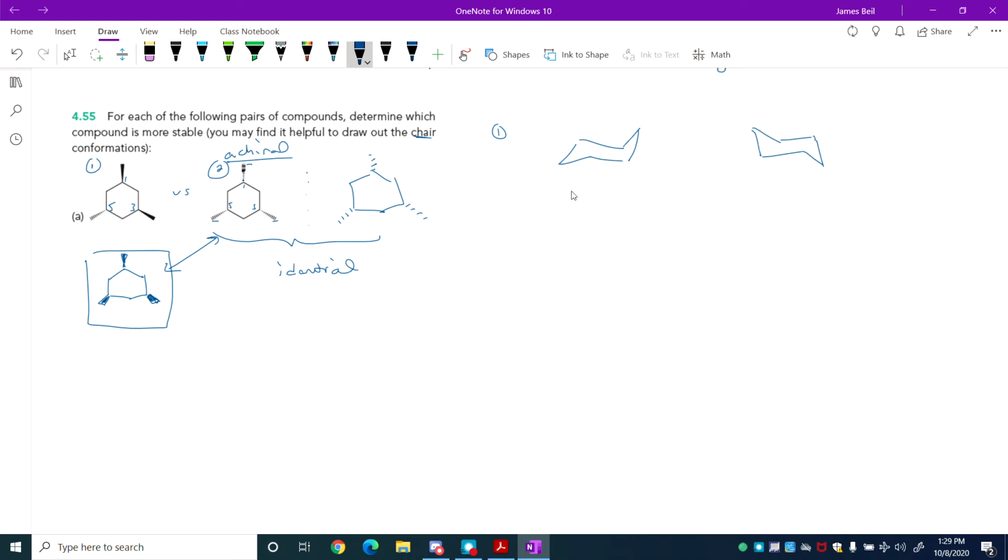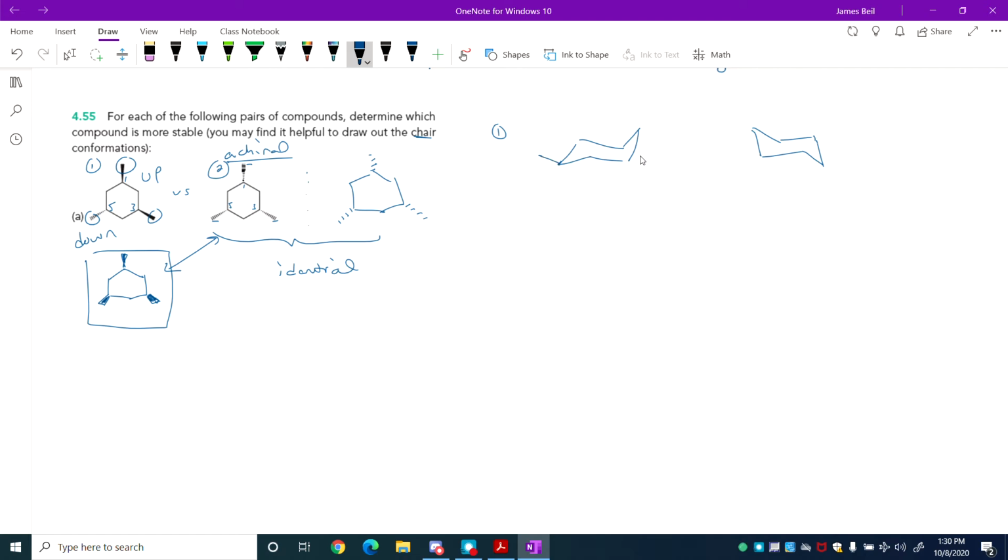Either is reasonable. The important thing here though is to recognize that a solid wedge is pointing up from the ring and a dashed wedge is pointing down. Right? So there's no rule that says a solid wedge is axial or equatorial necessarily, but a solid wedge is going to be up. So if I want, I can look at this as being carbon 1. My solid wedge would be coming up. So at this carbon, the up position happens to be equatorial.